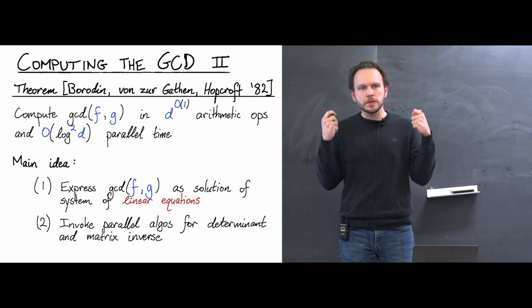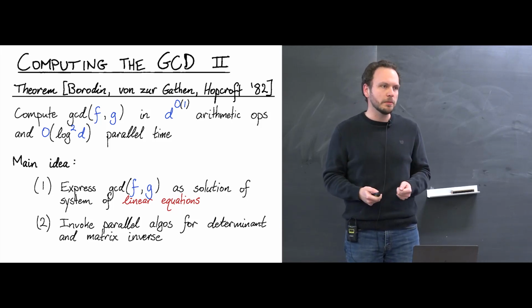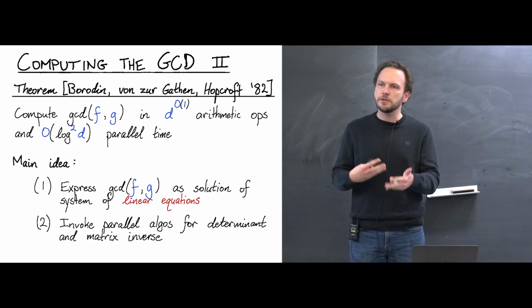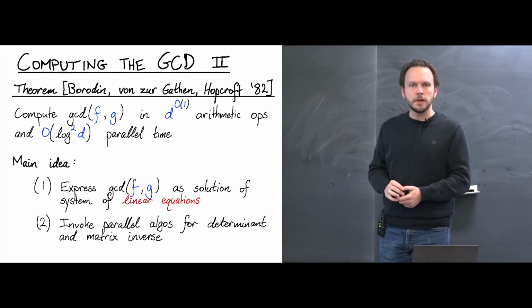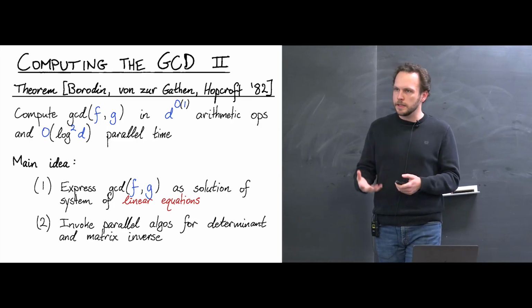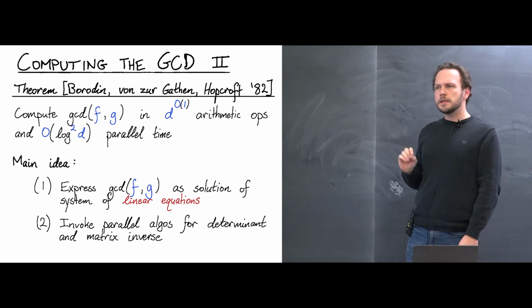And then you just invoke, off the shelf, efficient parallel algorithms for linear algebra problems, like computing determinants, inverting matrices, and so on. And this is how you get these log squared time parallel algorithms for computing things like GCD. And this kind of reduction is not necessarily specialized to the GCD.